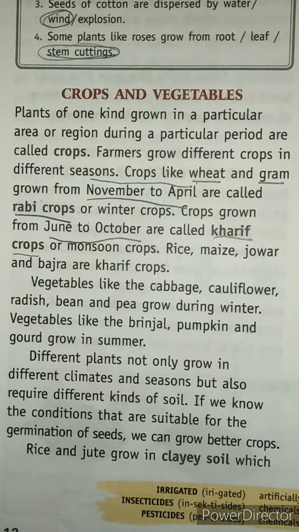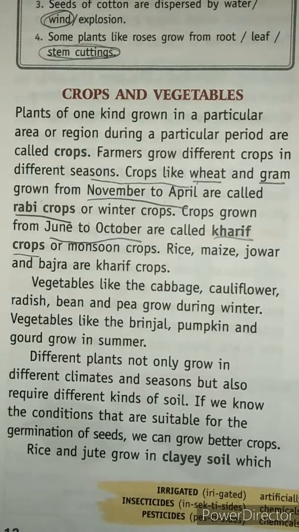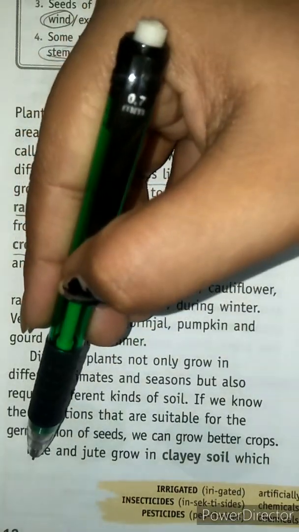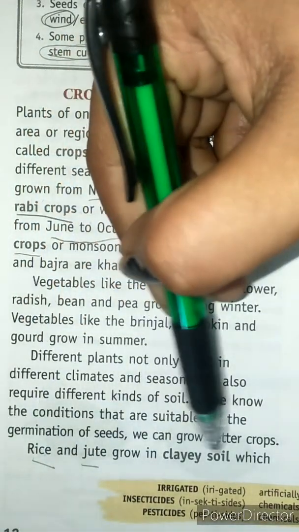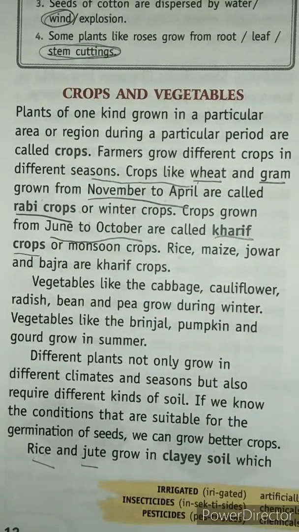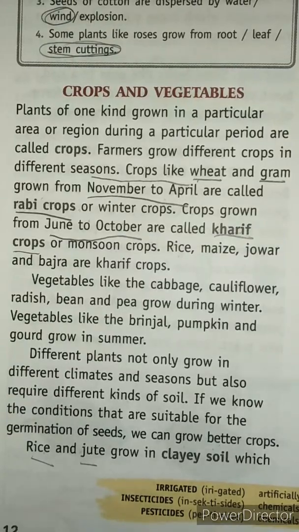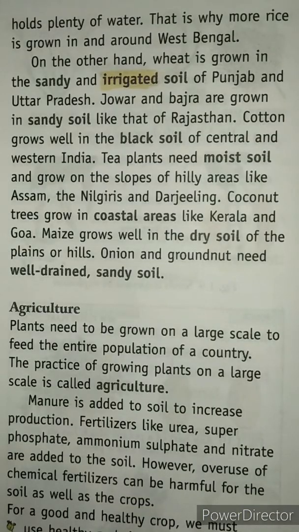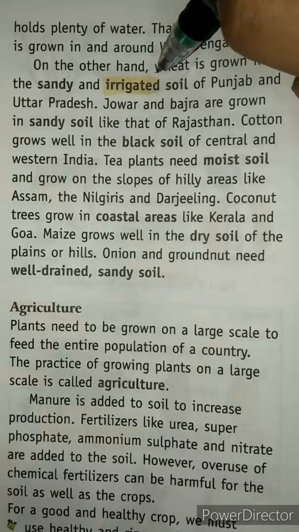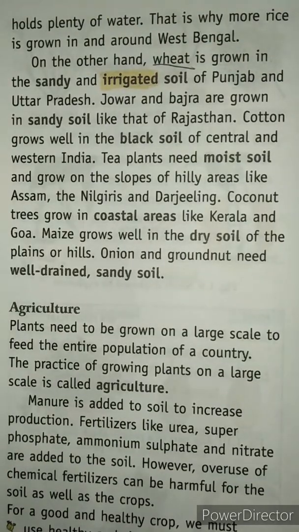We have a lot of variety of these different crops, right? These crops do not require the same climatic conditions and even the soil, so they need different climatic conditions to sow, and different soil also. Here you can take examples of rice and jute. They are grown in clay soil, which holds plenty of water. They need so much water, clear. That is why rice is grown in and around West Bengal, and wheat is grown in the sandy soil and irrigated soil of Punjab and Uttar Pradesh.